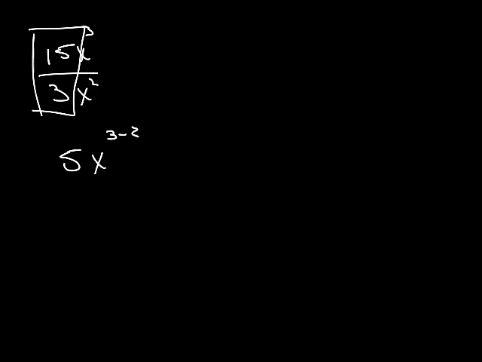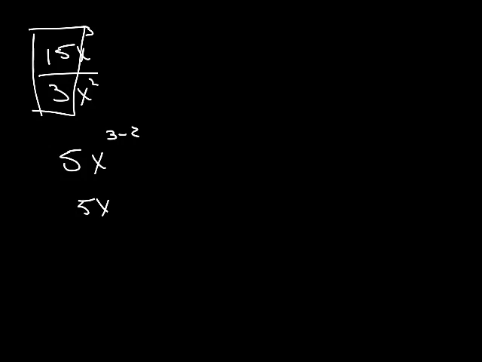15x cubed over 3x squared. So we're going to, again, do our division of our numbers first. 15 divided by 3 is 5. And then when we divide exponents, we subtract. So that's 5x to the first power, or just 5x.